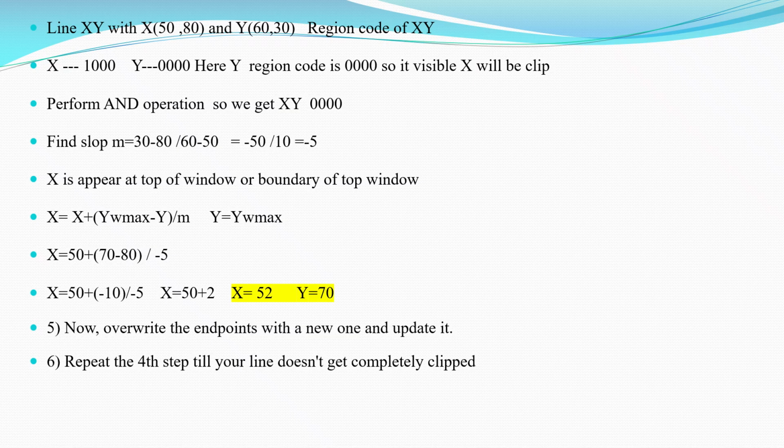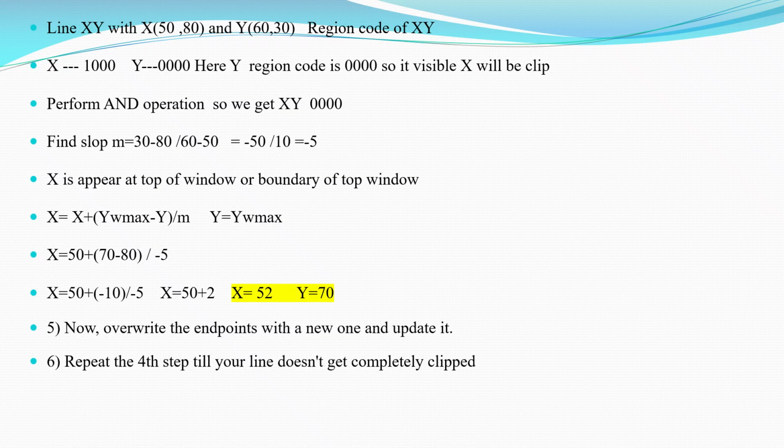That is X having 50 for the X value, 80 is the Y coordinate value. In Y, the point has X value 60 and Y is 30. So the slope you have to find out with respect to the X and Y lines, that is 30 minus 80 divided by 60 minus 50. So we get a minus 5 slope. So we know Y is in the window, so we have to just clip on the X coordinate values. So X appears at the top of the window, or you can say the boundary of the top window, it intersects. So what is the intersection point of X, it is X dash.